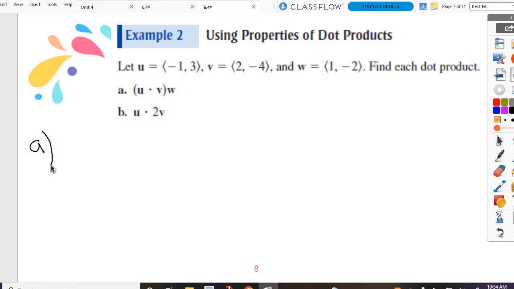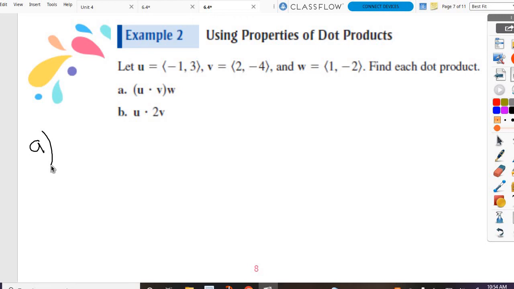U dot V will give us a scalar, but then if I multiply that scalar with vector W, that would give me a vector. So they're kind of going to repeat themselves. If I just dot product two vectors together, I get a scalar. If I multiply or dot product three, I'm going to get a vector. Four, scalar; five, vectors. It just kind of repeats itself.